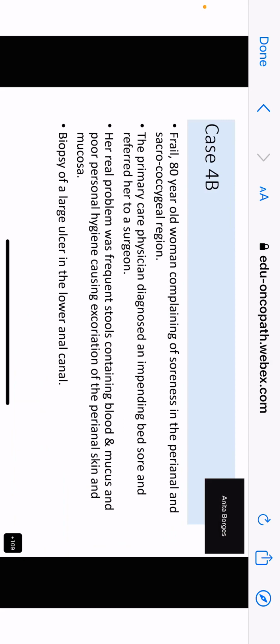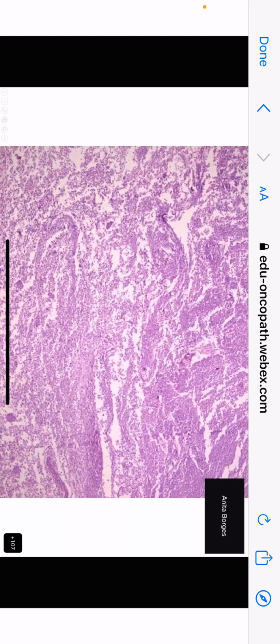Ma'am, 80 years old female, frail, complaining of soreness in the perianal and sacrococcygeal region. The primary care physician diagnosed an impending bed sore and referred her to a surgeon. Her main complaint was frequent stools containing blood and mucus and poor personal hygiene causing excoriation of the perineal skin and mucosa. Biopsy of a large ulcer in the lower anal canal was done. Very good. Now come on, we have to finish in 5 minutes.